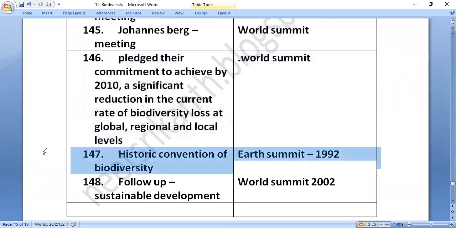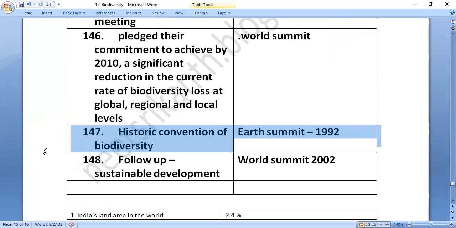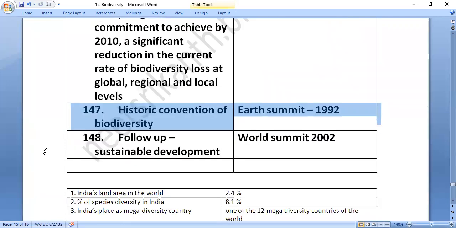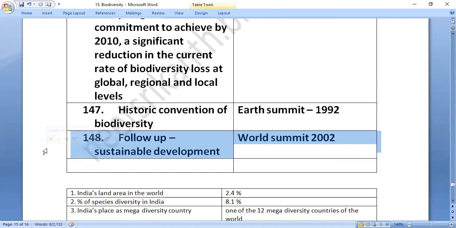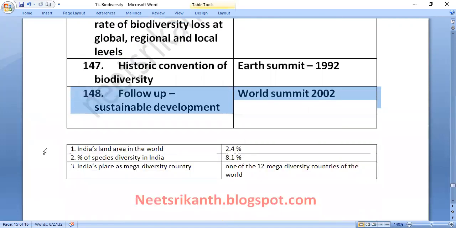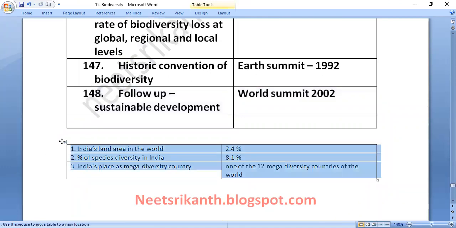The historic Convention on Biodiversity was held at the Earth Summit in 1992. The follow-up on Sustainable Development was the World Summit in 2002.